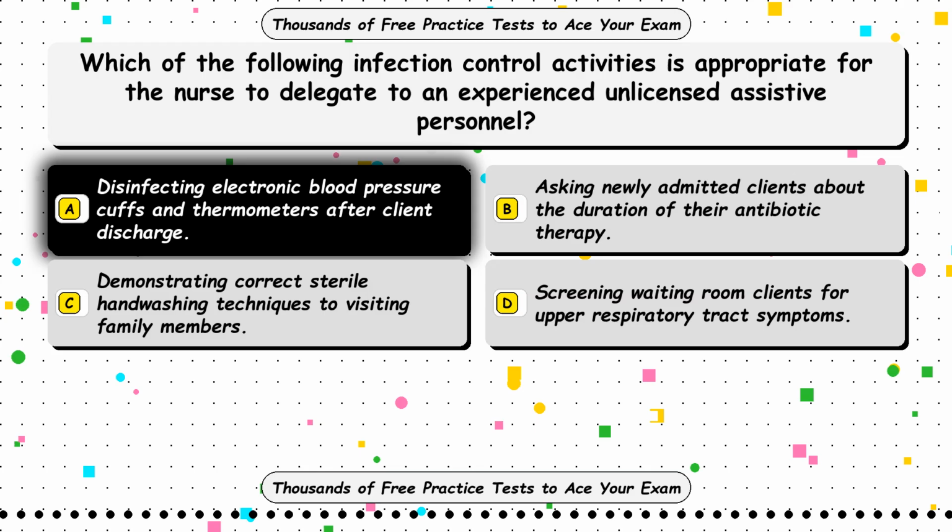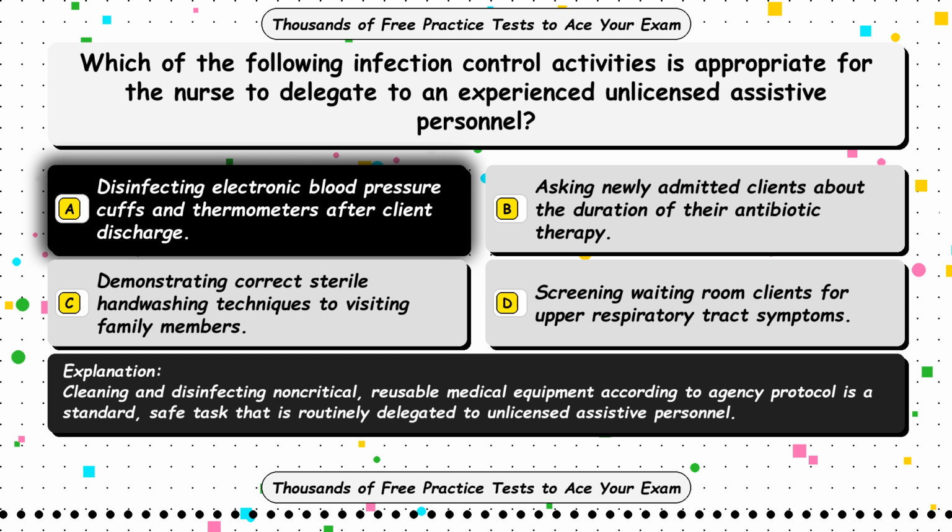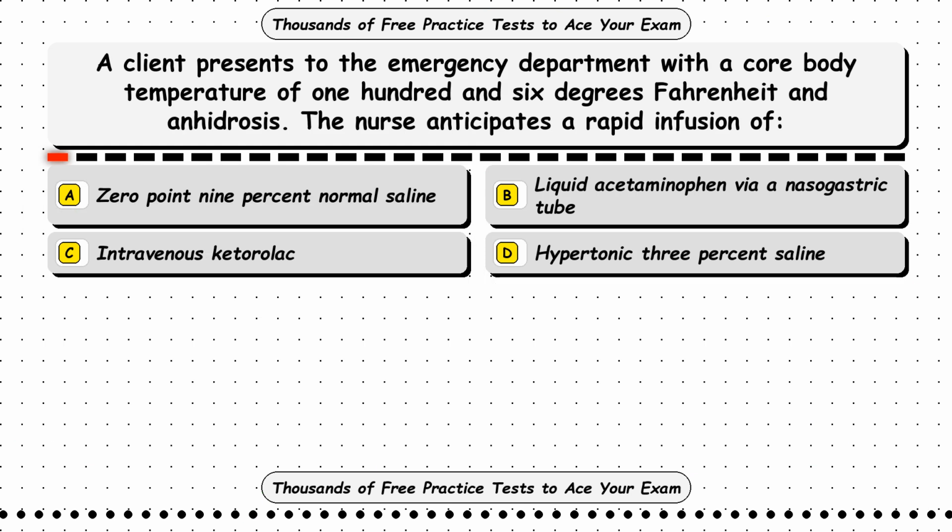The correct answer is option A. Disinfecting electronic blood pressure cuffs and thermometers after client discharge. Cleaning and disinfecting non-critical, reusable medical equipment according to agency protocol is a standard, safe task that is routinely delegated to unlicensed assistive personnel. Question 158.